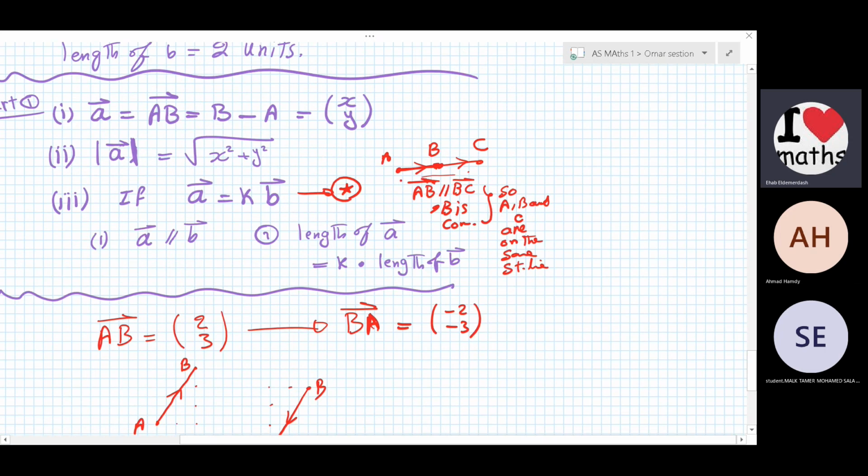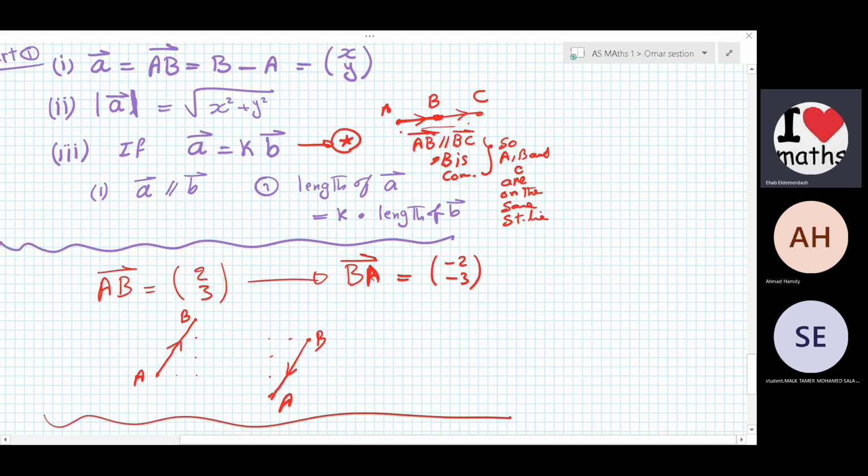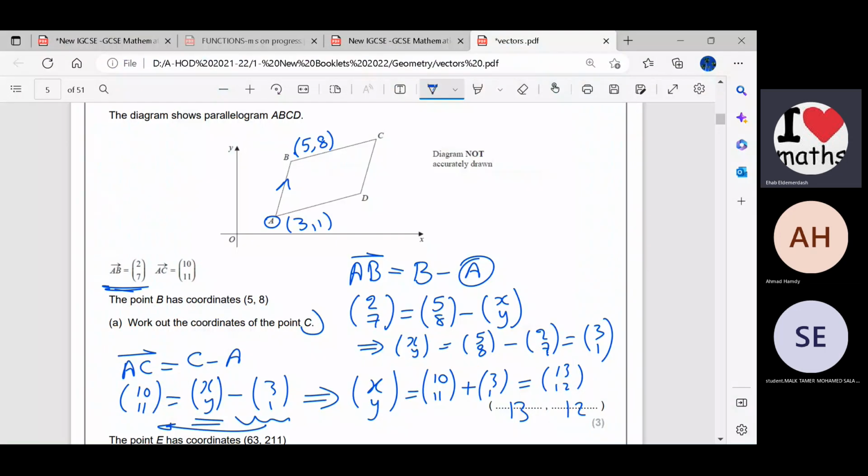خلاص. We were able to identify any vector. We are able to identify the magnitude. And we said if they are parallel, one of them will be a constant of the other. طيب خليني let's return back to the question.